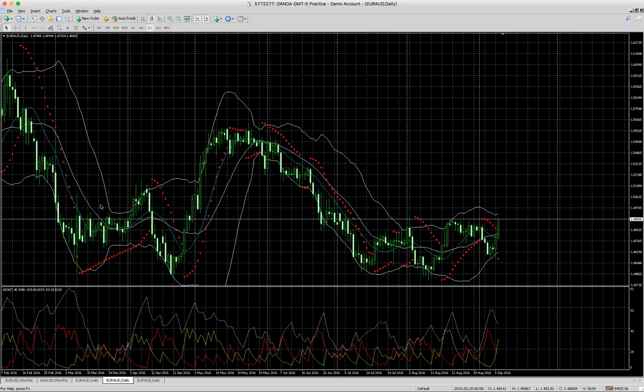So we're back to this here. It blasted through the upper end. We got our first dot. So technically, if you go long, you can use this as your hard stop.